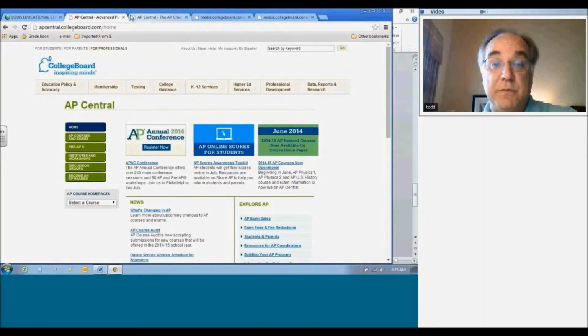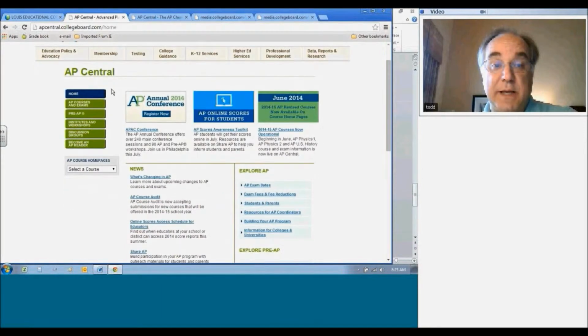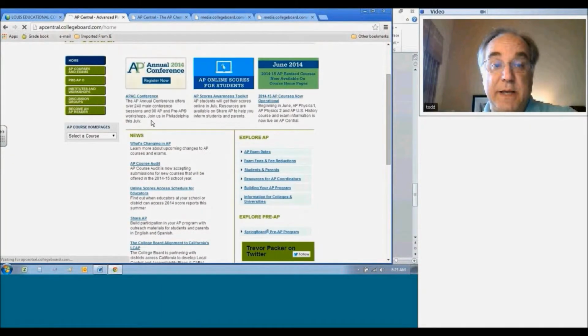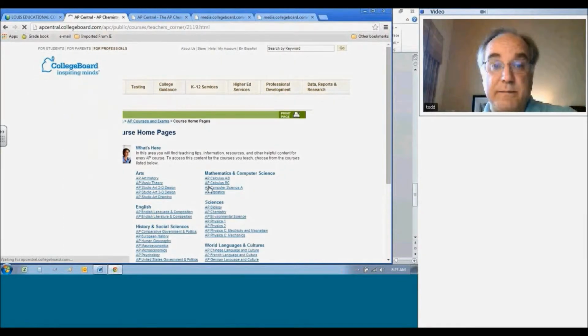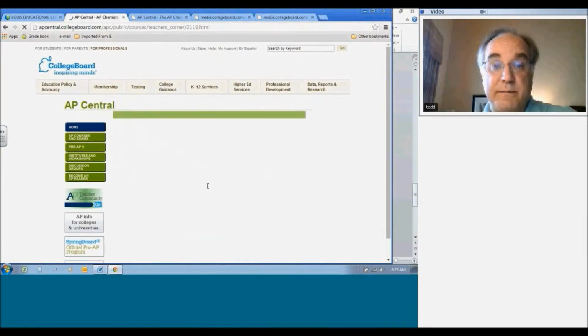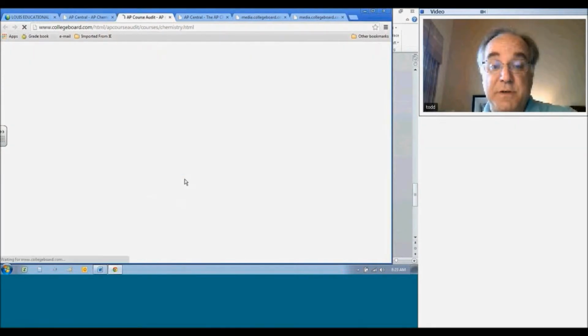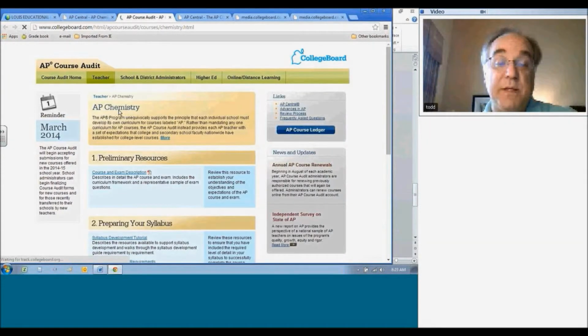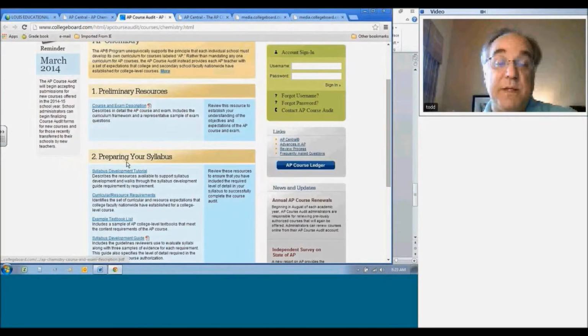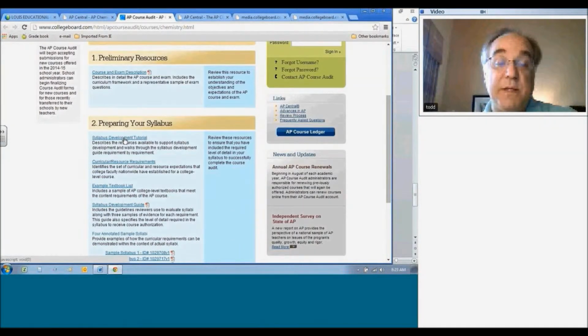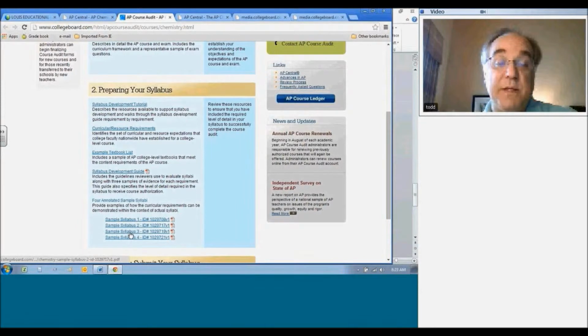Going back to the main page, to the chemistry. If you scroll down, you will find the course audit information. If you click on that, it will take you to the AP Chemistry course audit page, where you will find the course description again, listed so that you can download it if you need to. A syllabus development tutorial to help you write your syllabus. Examples of syllabi right here. There are 4 sample syllabi, which you may actually take and use as your own syllabus.